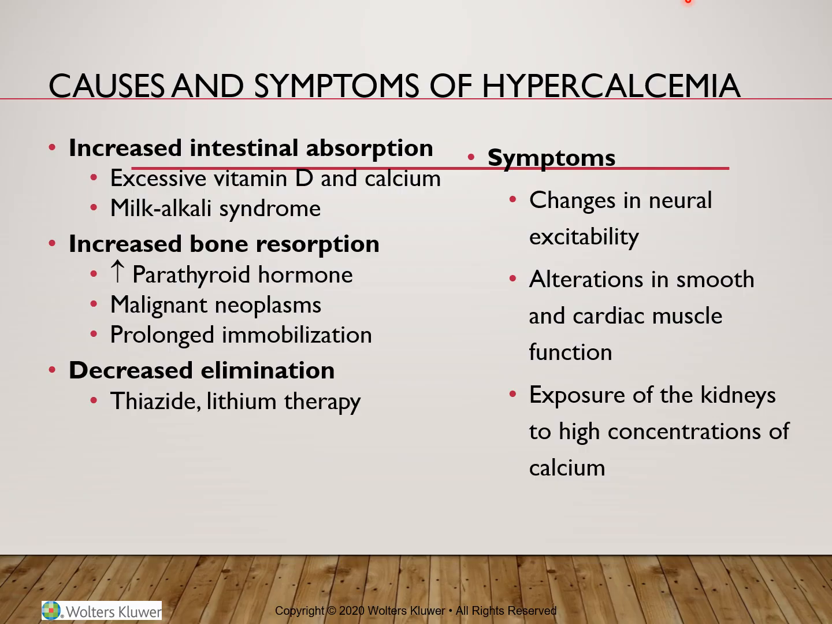So signs and symptoms, changes in neural excitability. Neural excitability is decreased in people with hypercalcemia. So there's an overall dulling of consciousness. They may become stuporous. Their muscles become weak and flaccid. They also have a decrease in smooth muscle activity. So things like peristalsis might slow down. So they might have anorexia, nausea, vomiting kind of symptoms. We might see alterations in cardiac muscle function as well, so changes in contractility of the heart, and ventricular arrhythmias may develop as well.